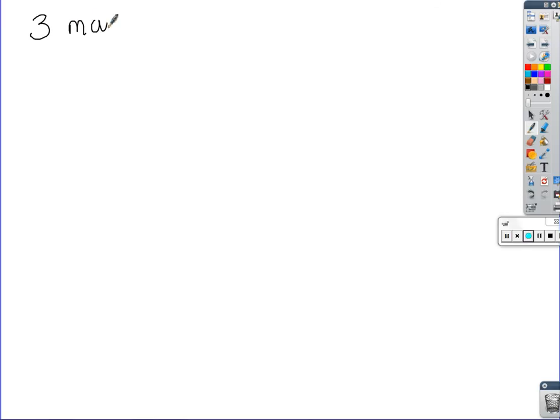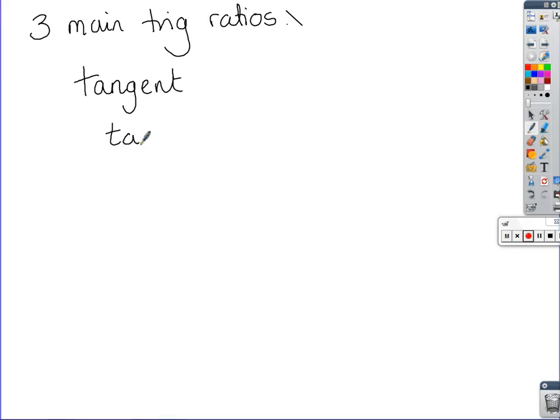There are three main trig ratios. The word trig is just a shortened version of trigonometry. And our three ratios are tangent, which we shorten to tan, cosine, which we shorten to cos, and sine, which we shorten to sin. We just drop the E there. We use these three ratios to be able to work out those missing sides or the missing angles on a right angled triangle.